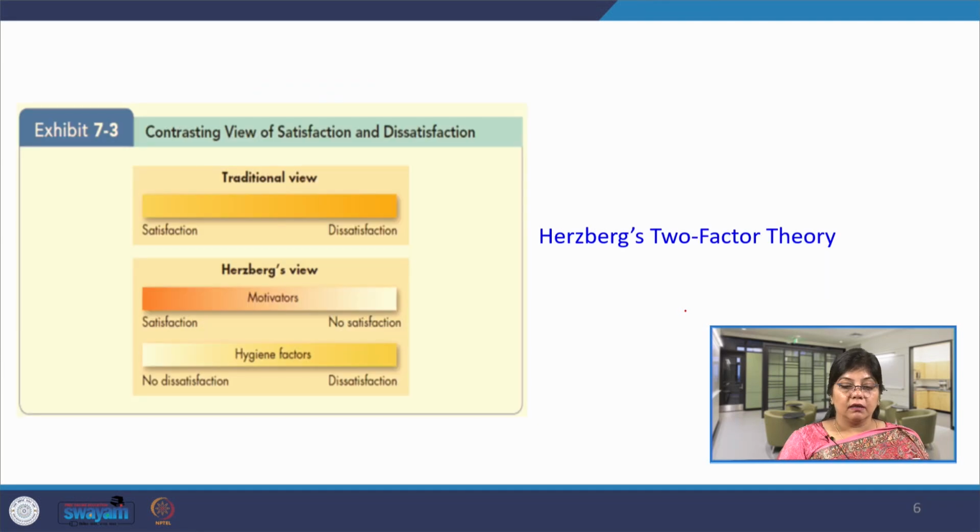Right. So, this is the contrasting view of satisfaction and dissatisfaction. According to the traditional view, employees performing the job feel only satisfaction or dissatisfaction, in terms of I am happy with my job or I am unhappy with my job. But according to Herzberg's view, when motivators are included in the job, that means the content is high or heavy, then it leads to satisfaction, and when hygiene factors are low, it leads to dissatisfaction and there is no motivation. This is how Herzberg's two factor theory has been explained, an extension of Maslow's need hierarchy theory.